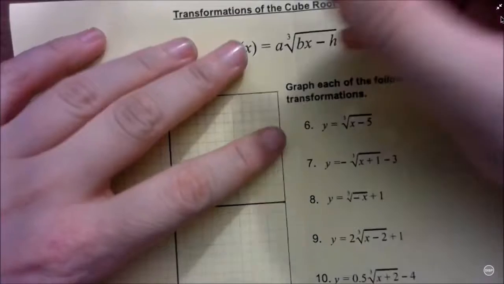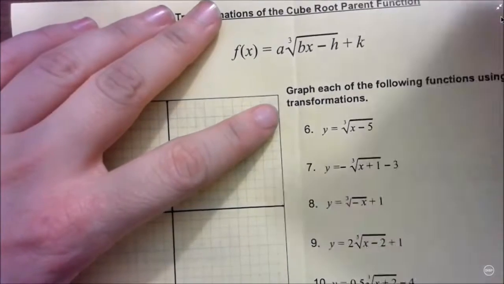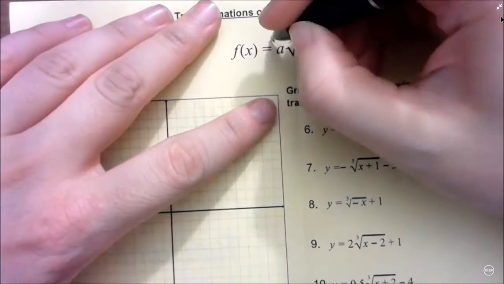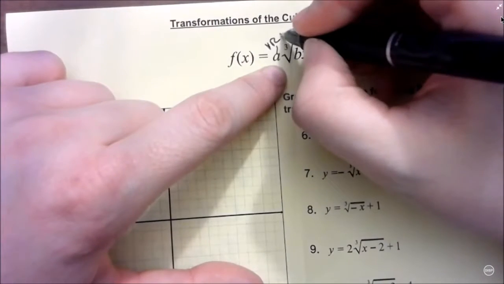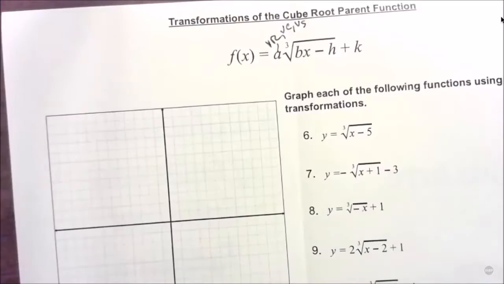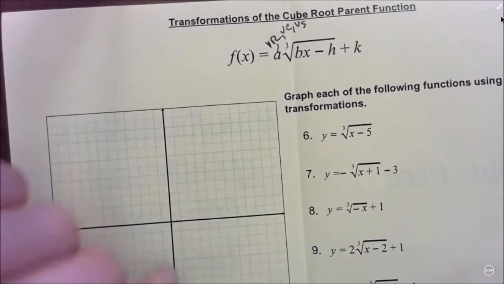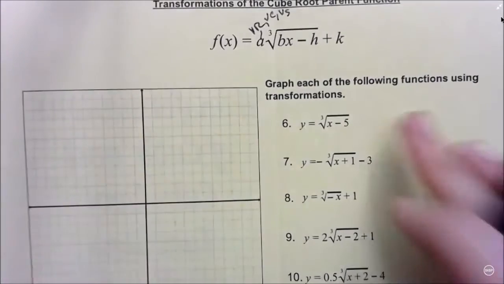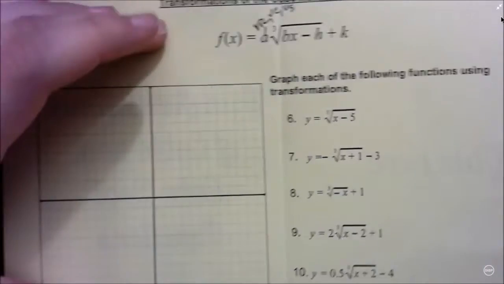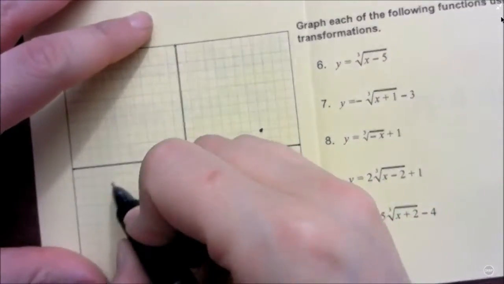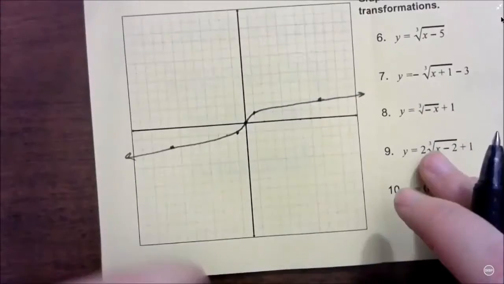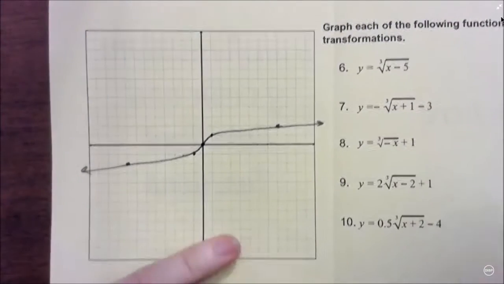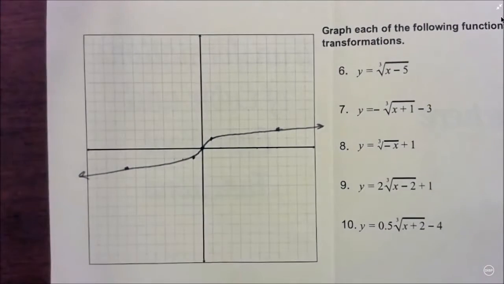So same rules as before. Same ones you've always done. Vertical reflection, vertical compression, vertical stretch, and so on. You know what? I'm going to let you fill that in because it's the same ones you're used to. And we want to graph the following functions using transformation. So let's graph our parent function first. Isn't it beautiful?